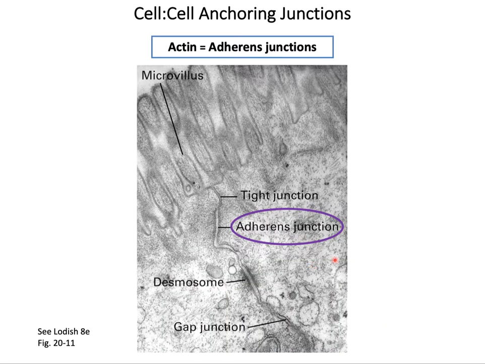So let's look at some examples of each of these 4 different types of anchoring junctions. Cell-to-cell anchoring junctions that use actin are known as adherens junctions. These adherens junctions can be a part of what are known as adhesion belts, which I'm going to show you in a moment. Here is a transmission EM of an epithelial layer, and you can see the adherens junctions just below the tight junction.